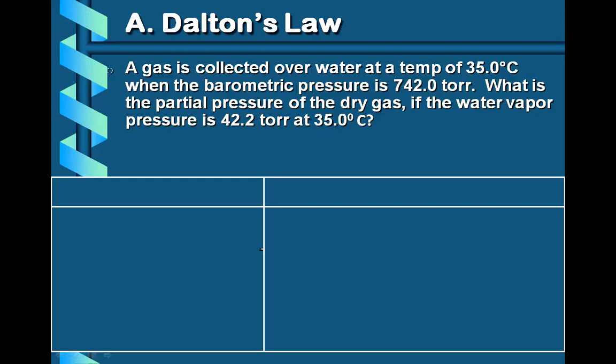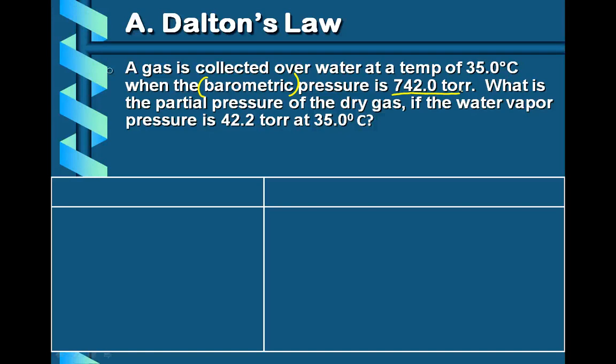Okay, here's one final example of Dalton's law before we move on. A gas is collected over water at a temperature of 35 degrees Celsius when the barometric pressure, that means the atmospheric pressure, is 742.0 torr. What is the partial pressure of the dry gas, so the gas that we're collecting without other stuff in it, if the water vapor pressure is 42.2 torr at 35 degrees Celsius?